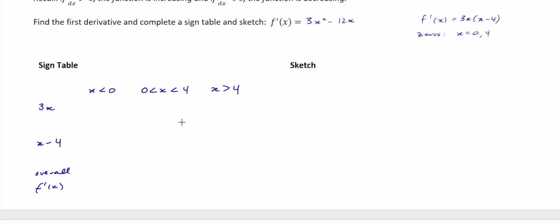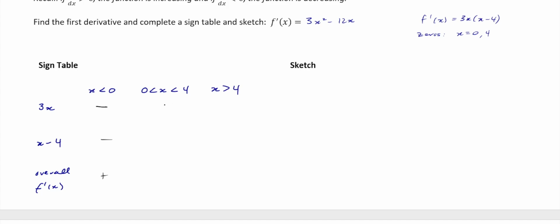And here's my sign table. So we see that we have the zeros along the top and the intervals between the zeros. And then on the left-hand side, we have the various factors: 3x, x minus 4, and then we talk about what the overall sign is. Well, let's go ahead and start filling this in. For x less than 0, this is negative and this factor is negative. So overall, multiplying those two factors together, the overall derivative is positive.